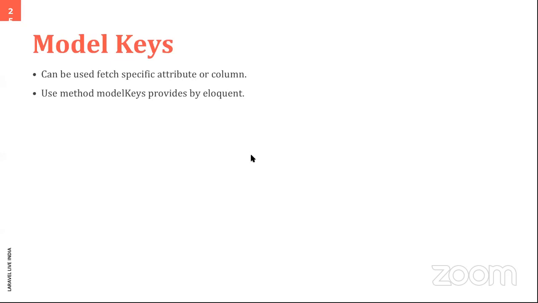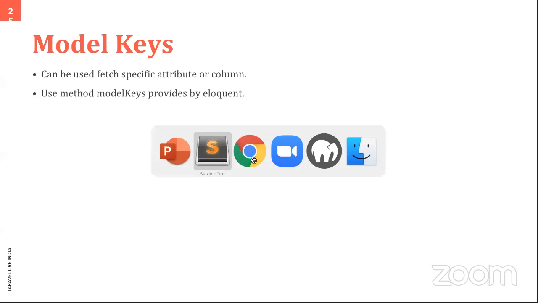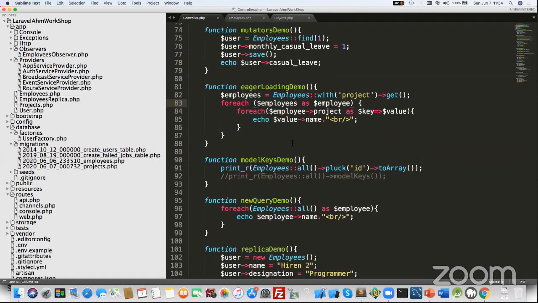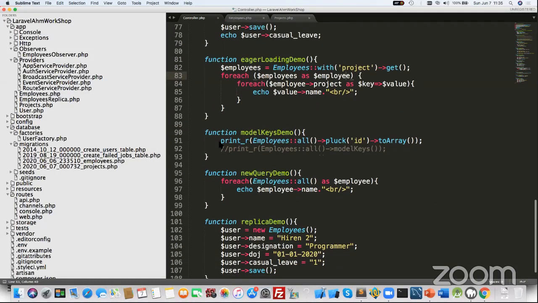Okay, now next is model keys. Let's say you want to get a specific column value from the database. What we normally do is use the pluck function. Here, this is the normal syntax. I'm fetching all employees, then plucking the ID, and then calling the method toArray. So my code is using pluck and toArray, two functions.